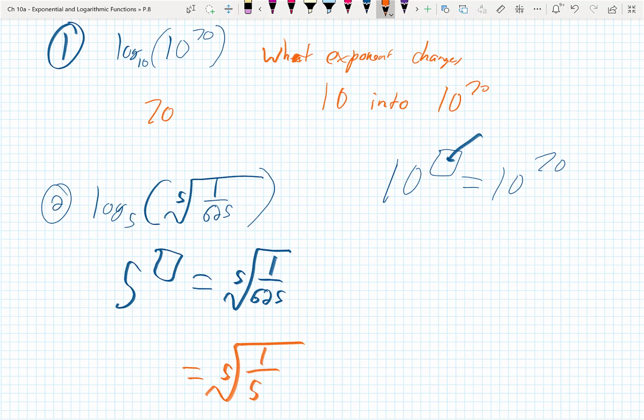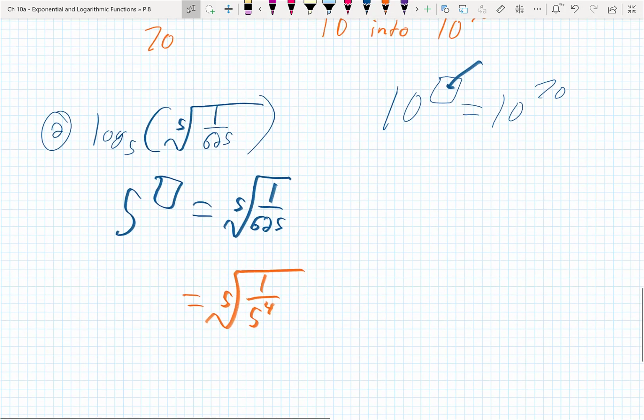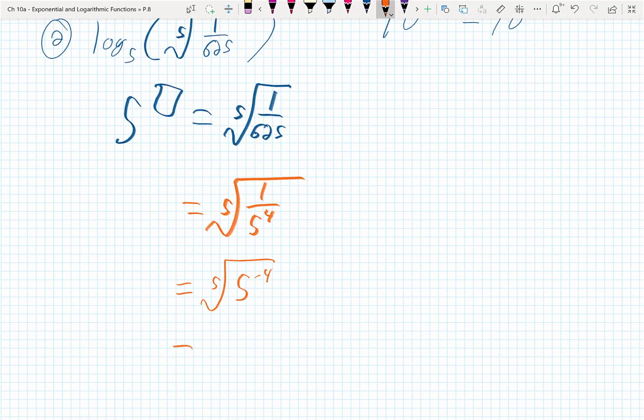625 is 5 to the 4th. You should know that. You should know 5, 25, 125, 625, 3125. Next, we're going to make 1 over 5 to the 4th be 5 to the negative 4. And then 5 to the negative 4/5.